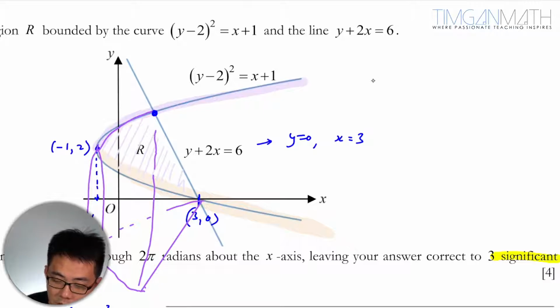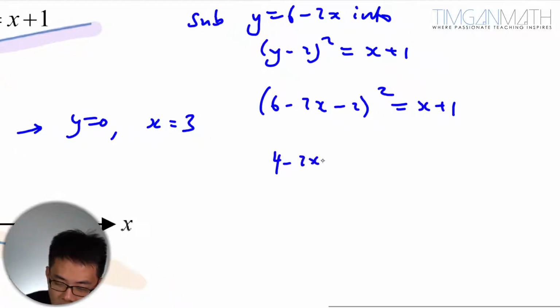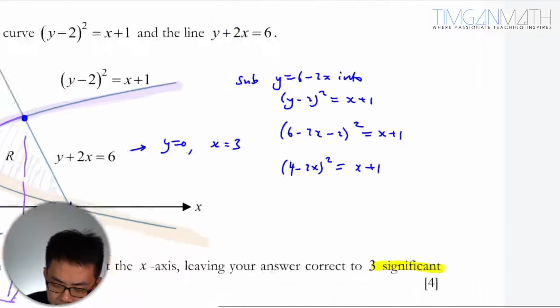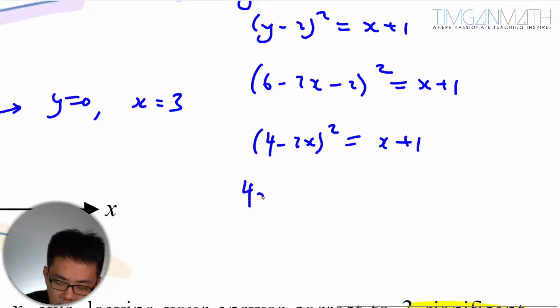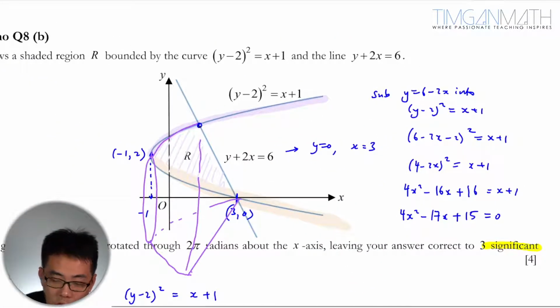This point is important, so I'm going to sub y equals 6 minus 2x into (y minus 2) square equals x plus 1. So this will be (6 minus 2x minus 2) square equals x plus 1. In this case it will be (4 minus 2x) square equals x plus 1. We get 4x square minus 16x plus 16, so 4x square minus 17x plus 15 equals 0. Essentially I need to find this point here.